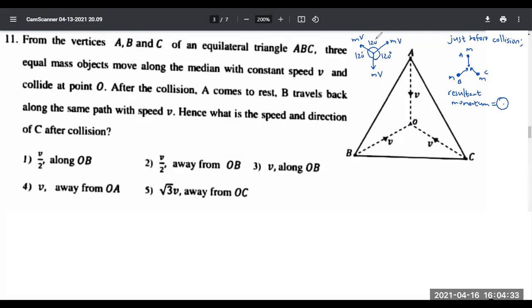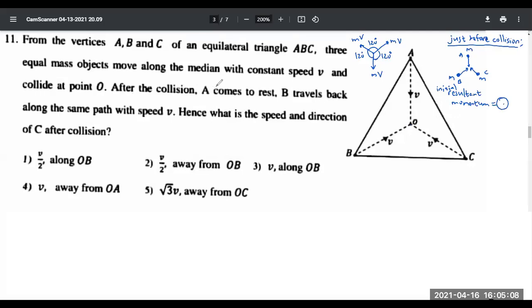We have studied under forces, when there are three forces of equal magnitude, that's very important, acting 120 degrees between them, the resultant will be what? Zero. Same thing is happening here. Three objects are moving, so their momenta will be like this. A will have a momentum downwards. B will have momentum this way. C will have momentum this way. Therefore, the initial resultant momentum is zero. Keep that in mind. This is just before collision.